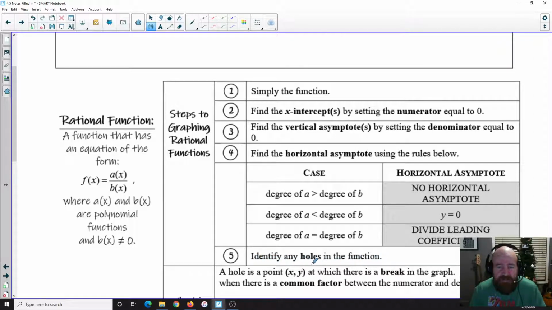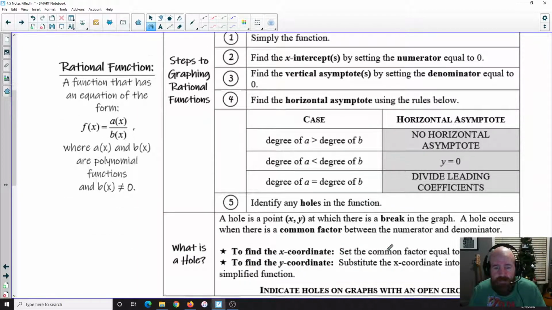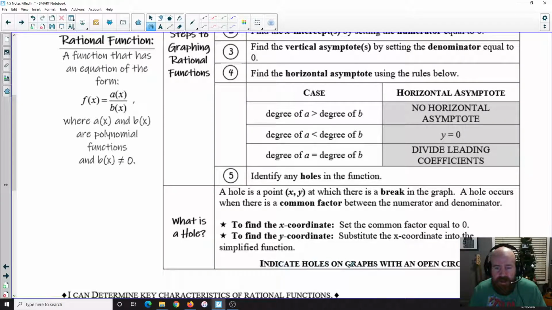And this is kind of the last step. Last thing I want to talk about, but I've been talking about it for a little bit: anytime we cancel something out, the function is still undefined at that value. But if you were to graph the equation in your calculator, you're not going to see a hole. Down here, it says we indicate holes on a graph with an open circle. So when we graph it, that's where we're going to put it. Your calculator is not going to show it.